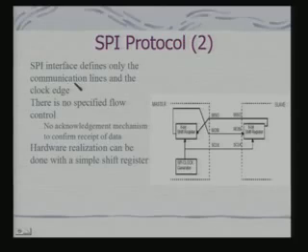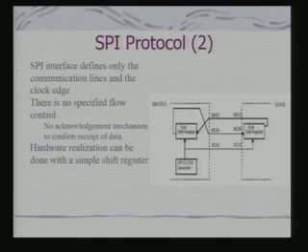So, SPI interface defines only the communication lines and the clock edge, and there is no specified flow control, no acknowledgement mechanism to confirm receipt of the data. So, if you want to build up that mechanism or the protocol, that is up to you. If you have designed a peripheral with a certain kind of acknowledgement scheme, then you need to write the software on your microcontroller to make sure the whole transfer is conforming to that protocol that you have designed.